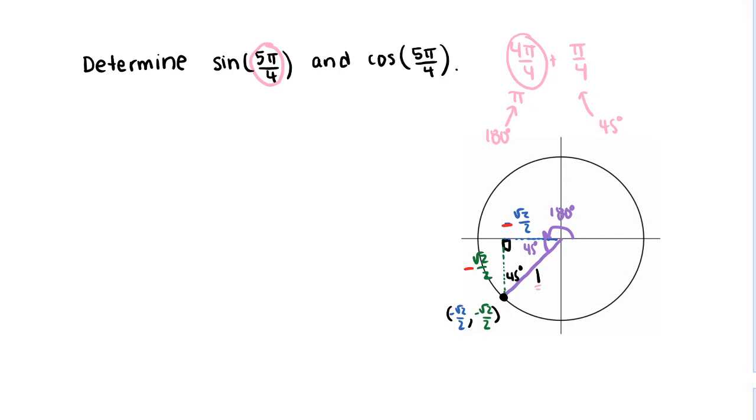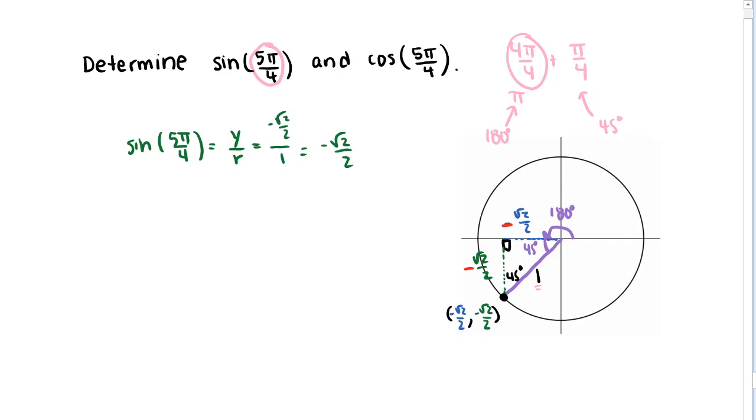And so sine of 5 pi over 4, right? This is the y-coordinate of the point on the circle corresponding to our given angle 5 pi over 4, divided by the radius. Well, in this case, we're dealing with the unit circle. The radius is 1. The y-coordinate is negative square root of 2 over 2. So dividing anything by 1 is just negative square root of 2 over 2.